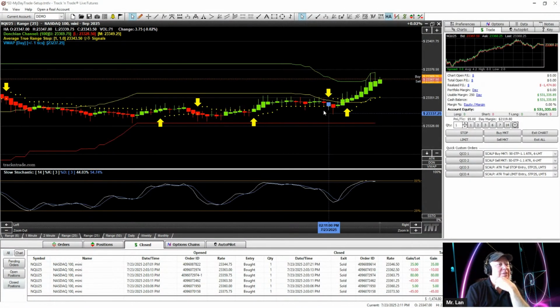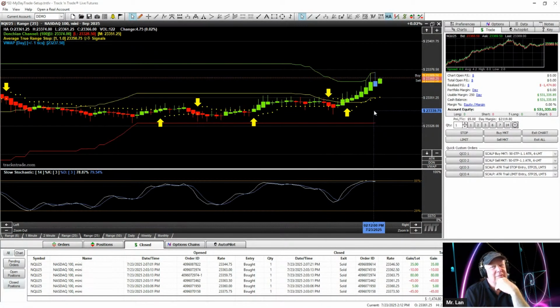Look at the market go. It's taking off now. This is after hours, so it's taken off.